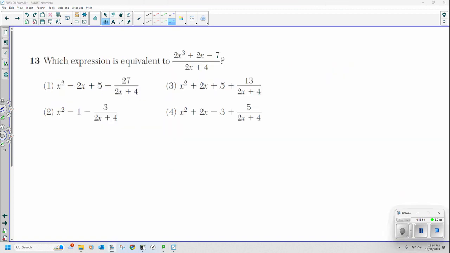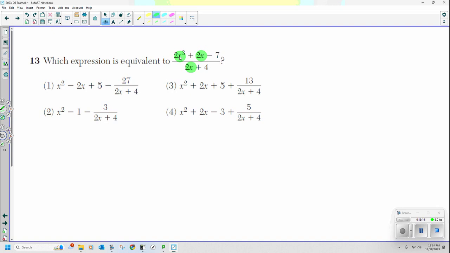Which expression is equivalent to 2x cubed plus 2x minus 7, all over 2x plus 4? Quick calculator cheat here. I only have one variable, my x, correct? And in all my answers, I only have an x.